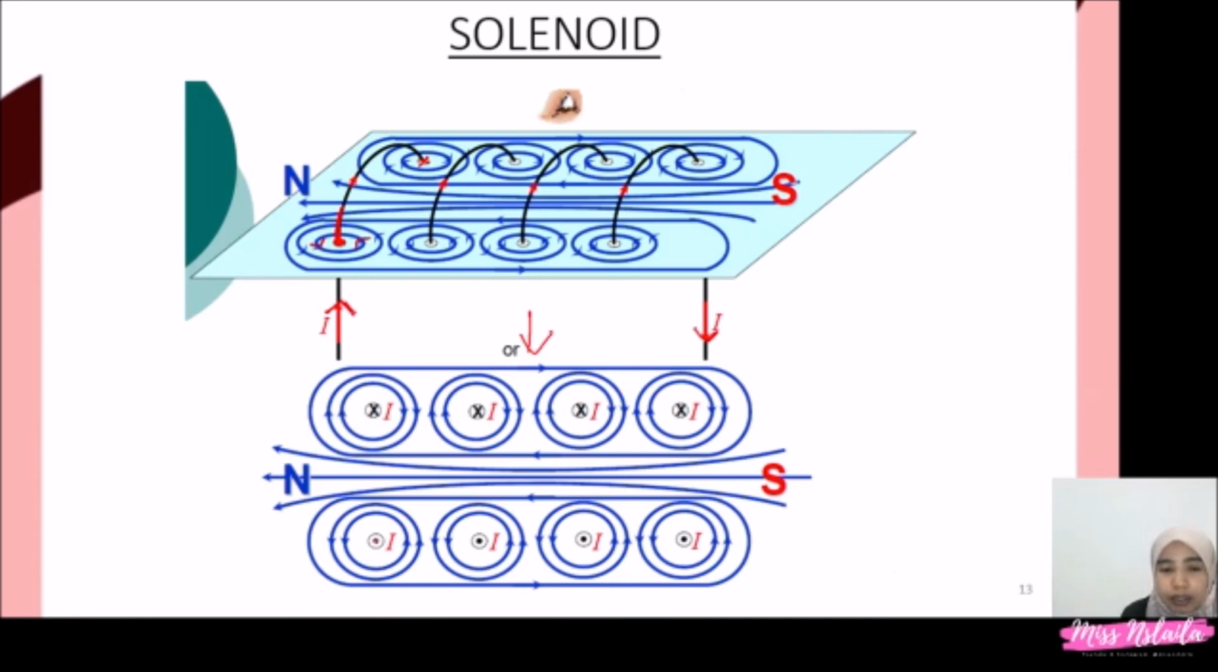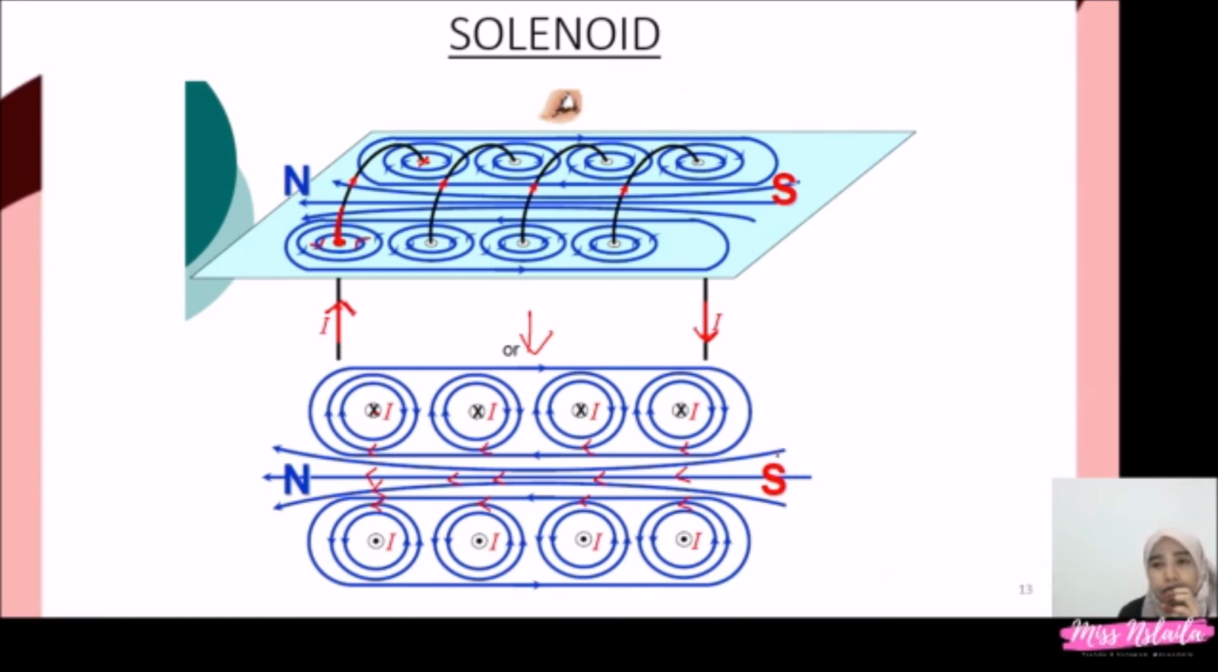From this top view, we summarise it into a shape like this. The current comes out here and goes in here, then continues, comes out here, goes in here, comes out here, goes in here, and so on. From this diagram, we can find the resultant magnetic field on this solenoid. You will see that when we combine all the directions of the magnetic field lines, the field at the center will be directed to the left. That means this end will be the north pole and this end will be the south pole.